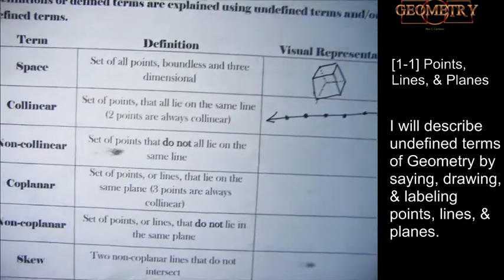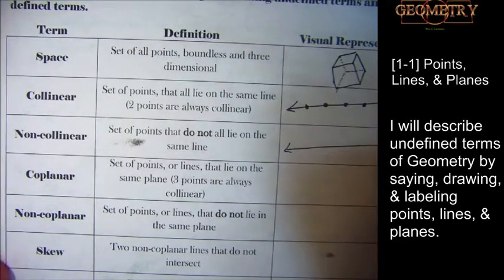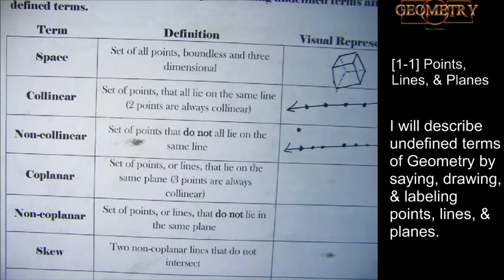And non-collinear, the very next defined term, is points that don't all lie on the same line. So if I've got some line here with some points on it, and then I drew some other point just hanging out by himself, he's not in the line.